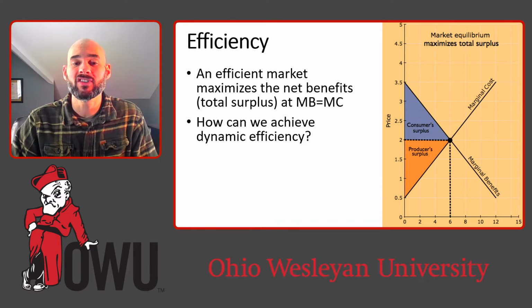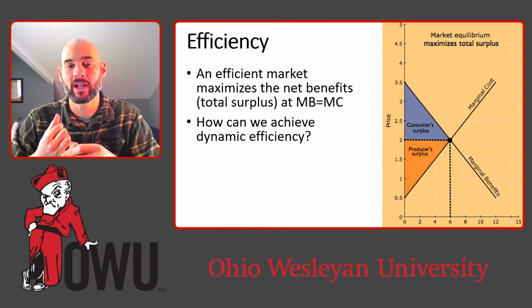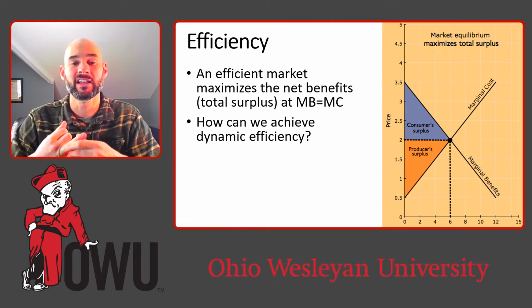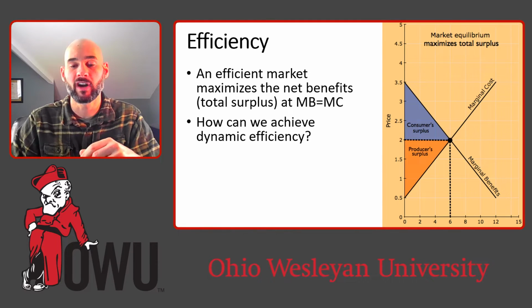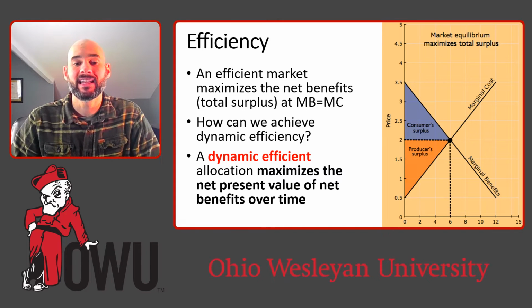So how do we achieve dynamic efficiency? How do we set our marginal benefit equal to our marginal cost in a context where the decisions in one time period are going to be linked with the decisions in another time period, and ideally in a forward-looking framework? We're going to have a dynamic efficient allocation, which will then maximize the net present value of net benefits over time.